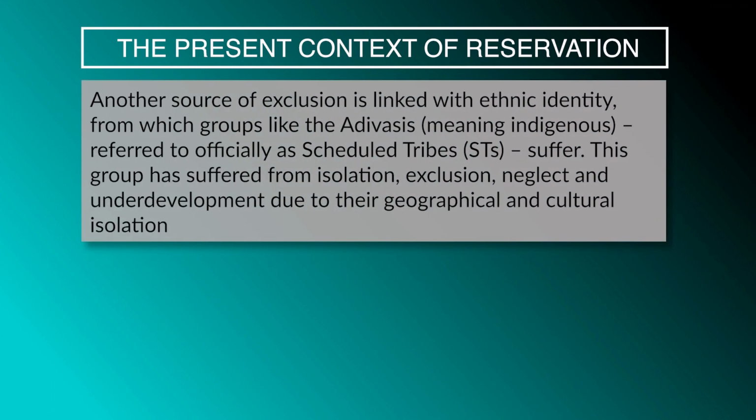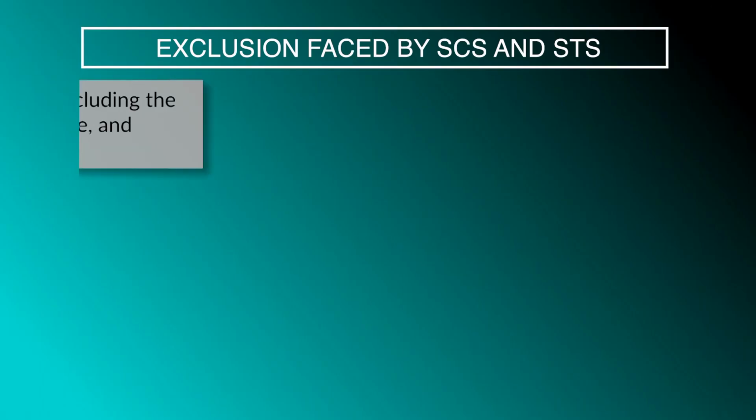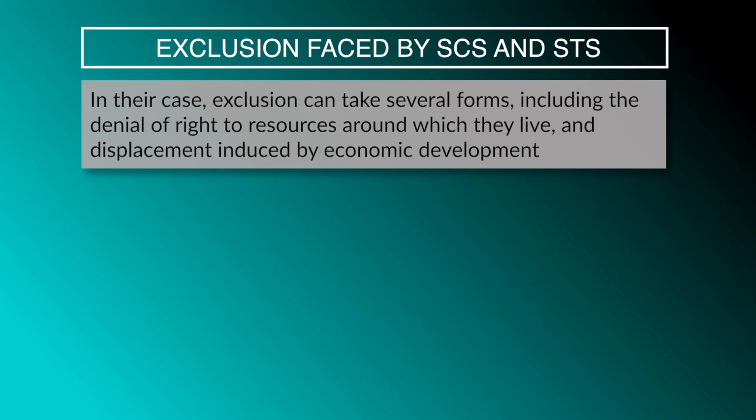Another source of exclusion is linked with ethnic identity, from which groups like the Adivasis, referred to officially as the scheduled tribes, suffer. This group has suffered from isolation, exclusion, neglect and underdevelopment due to their geographical and cultural isolation. In their case, exclusion can take several forms, including the denial of the right to resources around which they live and displacement induced by economic development.